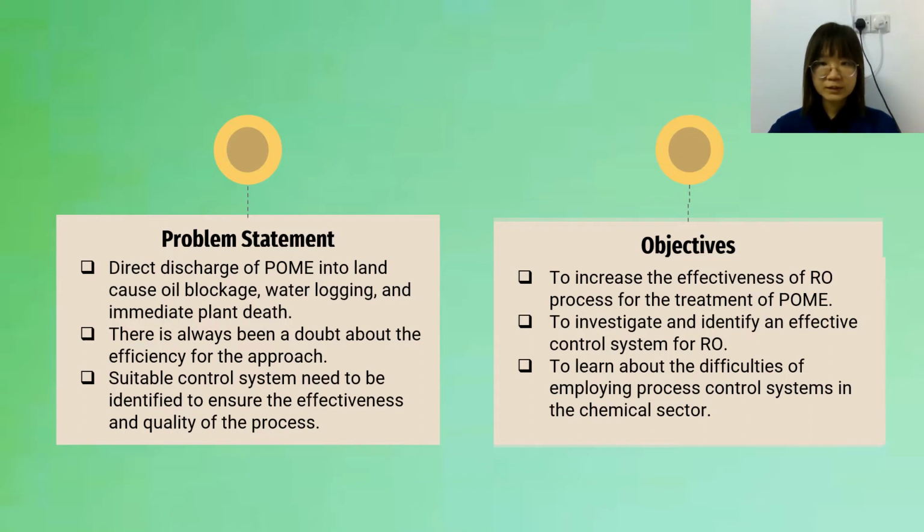Objectives of the project are to increase the effectiveness of the RO process for the treatment of POME, to investigate and identify an effective control system for RO, and to learn about the difficulties of employing process control systems in the chemical sector.